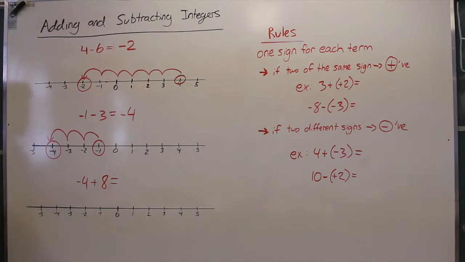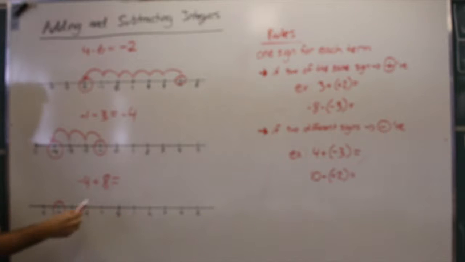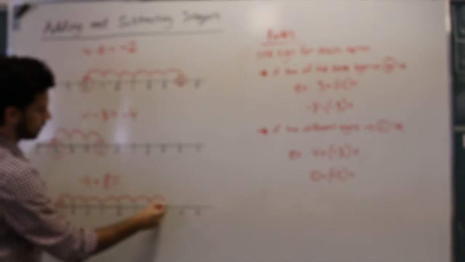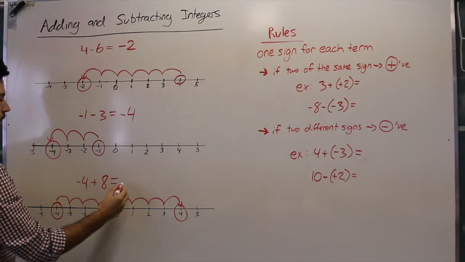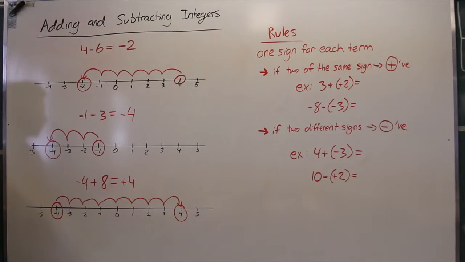Now, quickly, can you tell me what this is going to be? Negative 4 plus 8. Think, which way are we going, left or right? Well, we're going right. We're going in the positive direction, and we're going 8 places. 1, 2, 3, 4, 5, 6, 7, 8 places, and we arrive at positive 4. So negative 4 plus 8, positive 4.